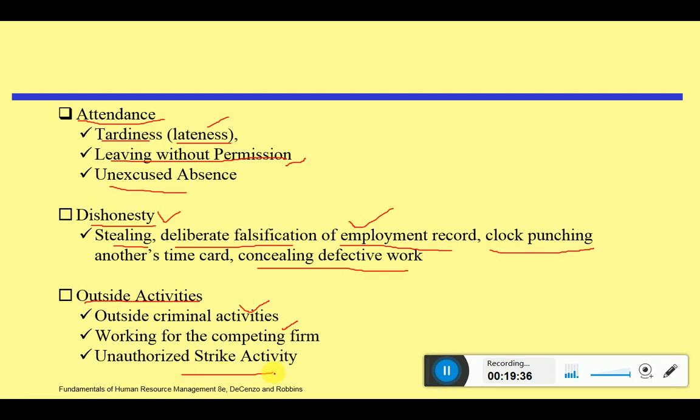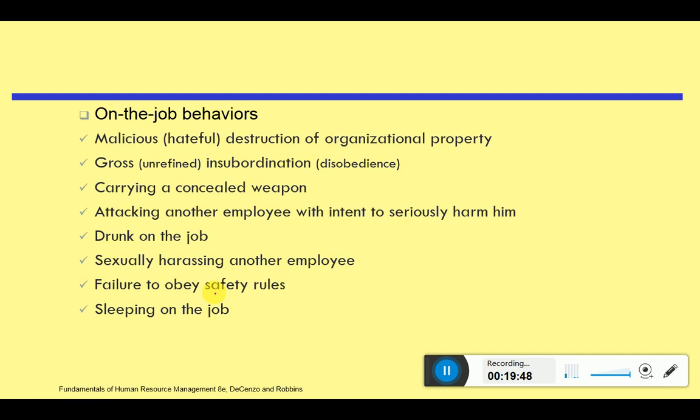Strike means demonstrations. These strikes are not authorized, they are not legal, and participation in them is a violation. That is also known as the outside activities disciplinary issues.